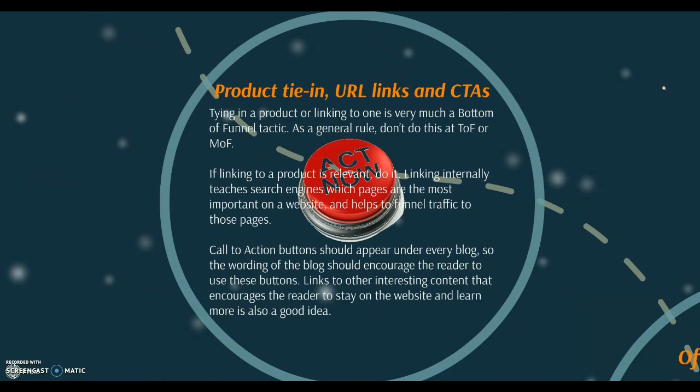And then we have the product tie-in, the URL link, and the calls to action, which again, I mentioned previously. So when you link to a product, it's very much a bottom of funnel tactic, because what people are reading is generally at that stage of the funnel going to prompt them to buy. So you wouldn't link to a product, as I've said before, from awareness or consideration, top and middle of the funnel stage content.